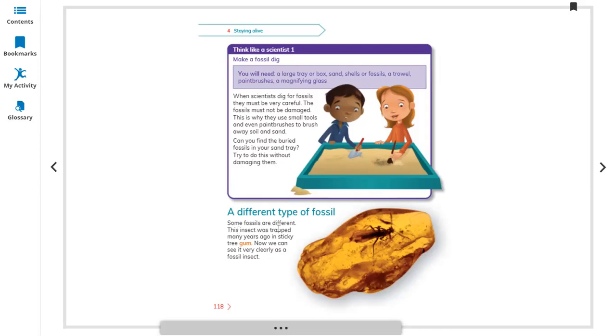Some fossils are different. This insect was trapped many years ago in sticky tree gum. Now we can see it very clearly as a fossil insect.